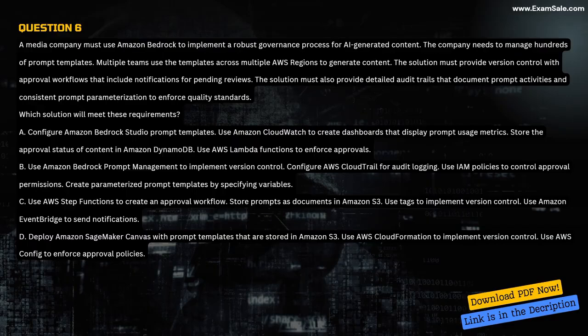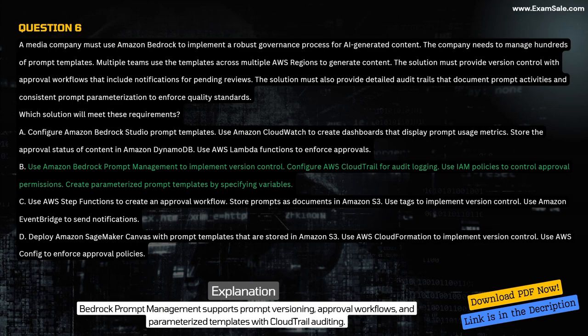Correct answer B. Use Amazon Bedrock Prompt Management to implement version control. Configure AWS CloudTrail for audit logging. Use IAM policies to control approval permissions. Create parameterized prompt templates by specifying variables. Explanation: Bedrock Prompt Management supports prompt versioning, approval workflows, and parameterized templates with CloudTrail auditing.